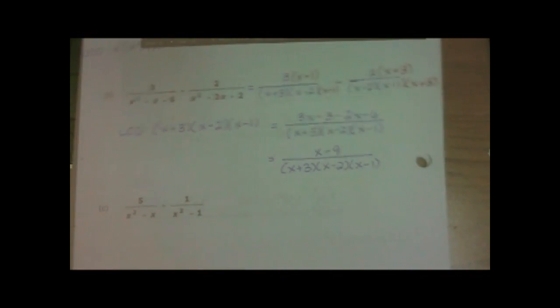So my last example is C. And again, the very first thing we want to do, in order to find our LCD, we want to factor, okay? So I'm going to rewrite both of these fractions with their denominators factored. This one has a GCF of x. So this is x, x minus 1. This one has a numerator of 1, and this factors as a difference of 2 squares, x plus 1, x minus 1.